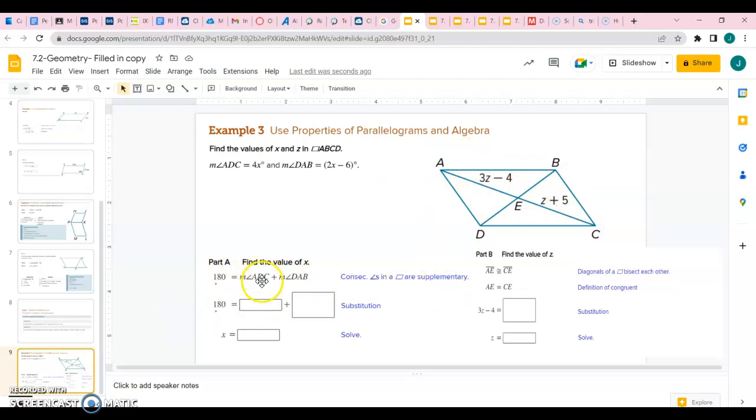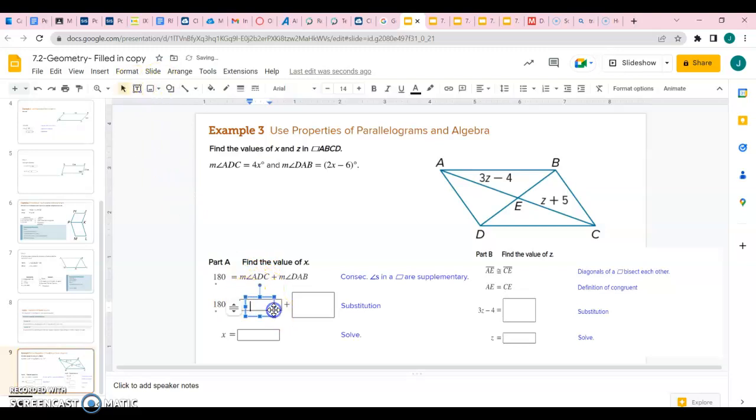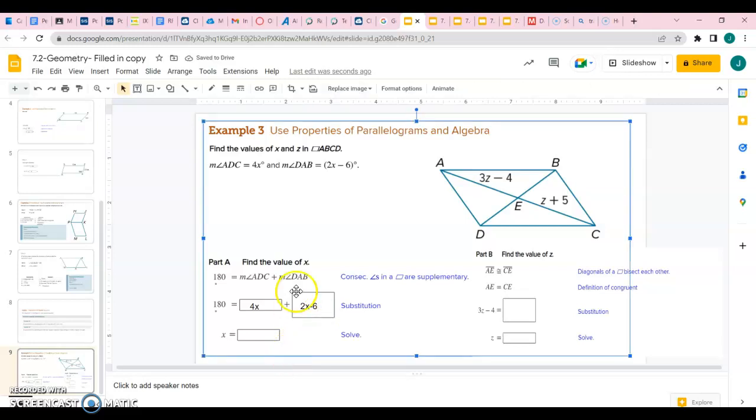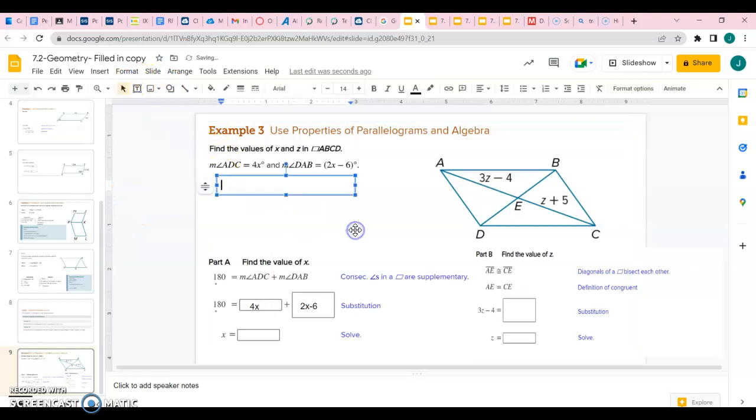So now I'm going to plug in what they gave me. They gave me up at the top that ADC equals 4x, plus I'm plugging in for my DAB, which they gave me, is 2x minus 6. Now I would combine my like terms, and I'm going to do that right above it. So now I have 180 degrees equals 6x minus 6.